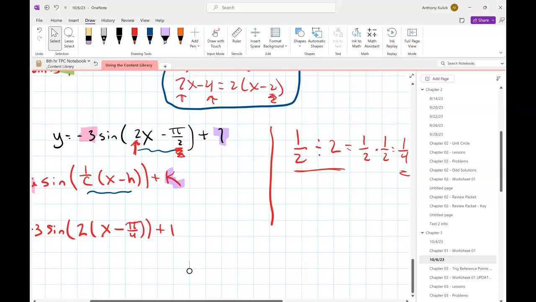Wait, how are we getting pi minus pi over 4? So I took pi over 2 and divided by 2. Okay. Because I'm factoring the 2 out, right? The act of factoring out is dividing. So 2x divided by 2 gave me the x. And then pi over 2 divided by 2 gives me the pi over 4.